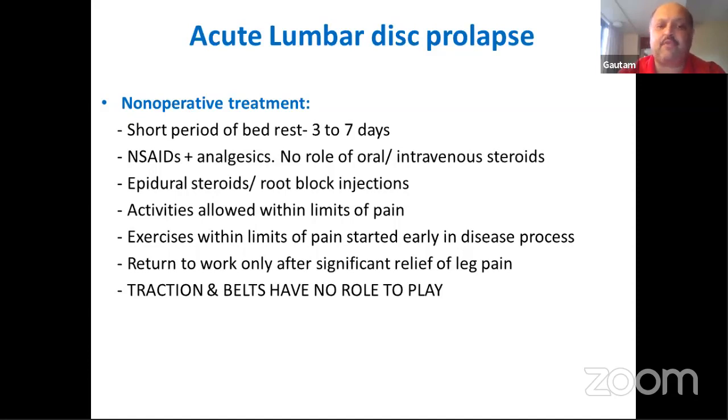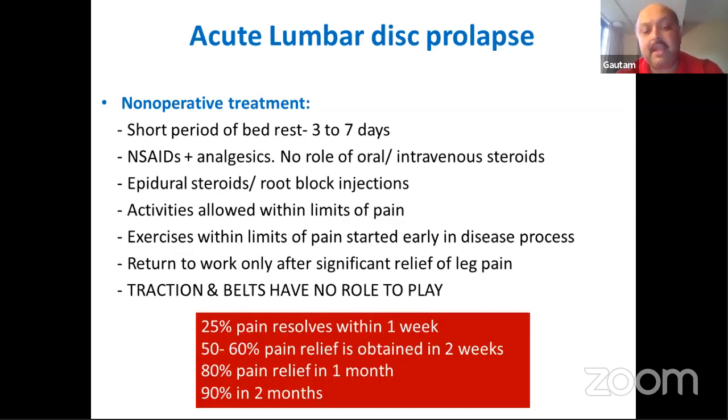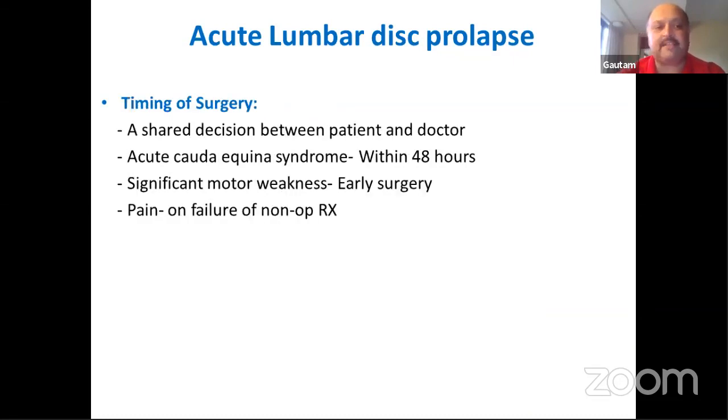Activities even during the acute phase must be allowed within limits of pain. Exercises are started early in the disease process within limits of pain. However, you can advise the return to work only after the leg pain is significantly relieved. In the modern treatment of sciatica, there is no role of traction and belts. In my experience, 25% of the patients' pain resolves within 1 week. 50 to 60% with this kind of treatment resolves in 2 to 3 weeks. 80% of the pain is better in 1 month and 90% in 2 months.